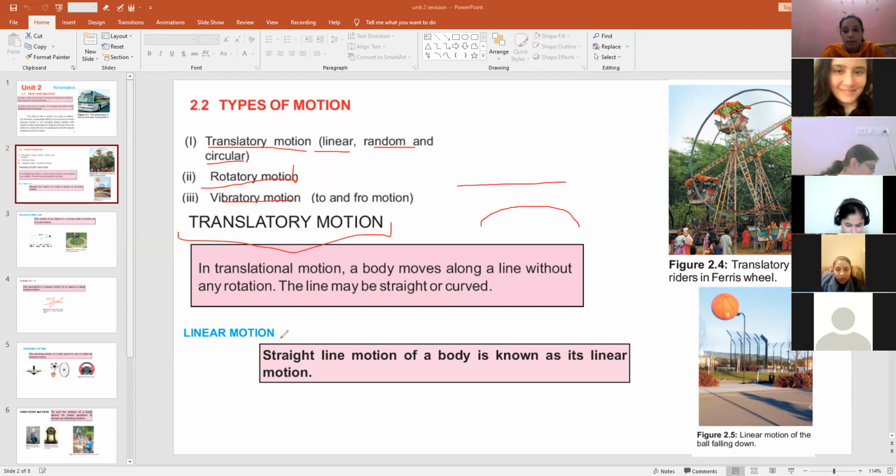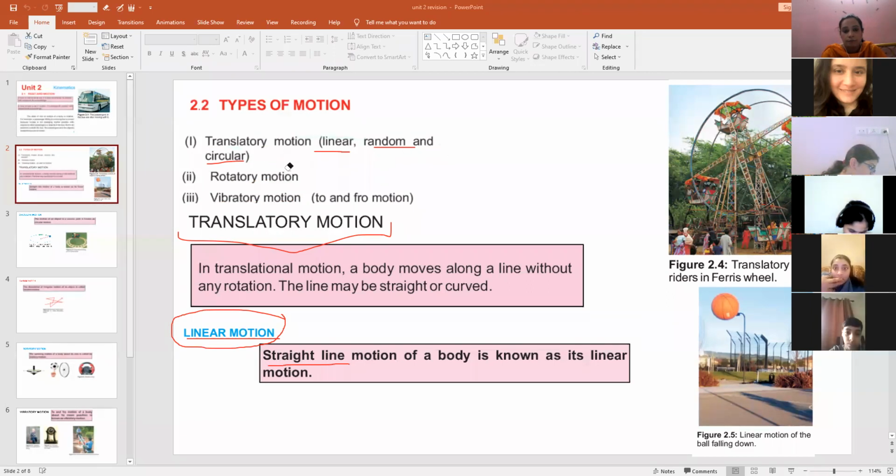Then the first type is linear motion. Linear motion comes under the category of translatory motion. From the word you can easily conclude what linear motion is. If the body is moving in a straight line, you can say that these objects have a linear motion. And you can find a lot of examples of linear motion in your daily life, right?